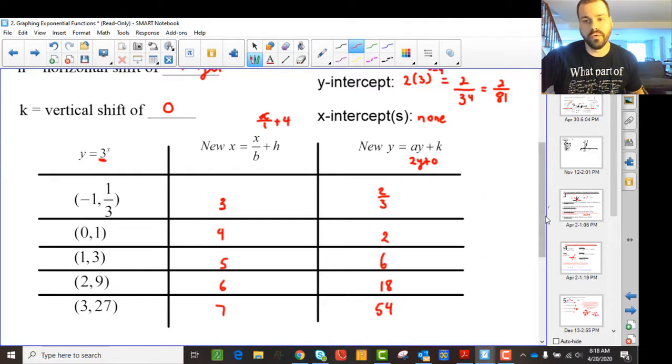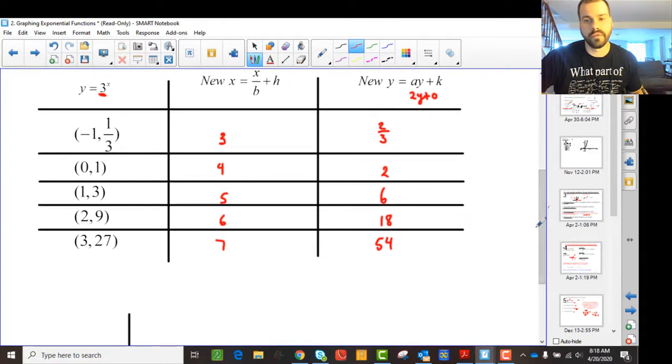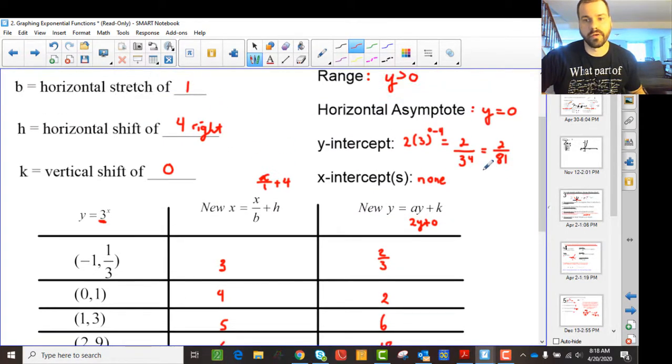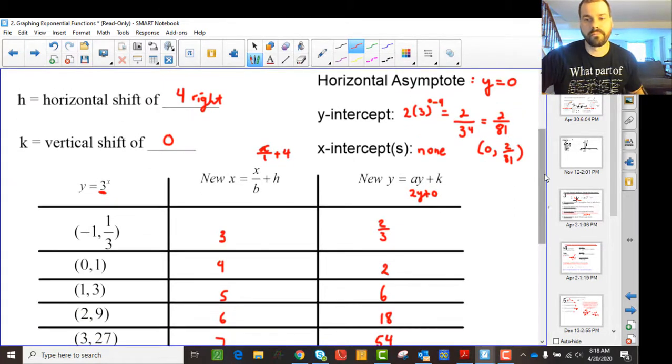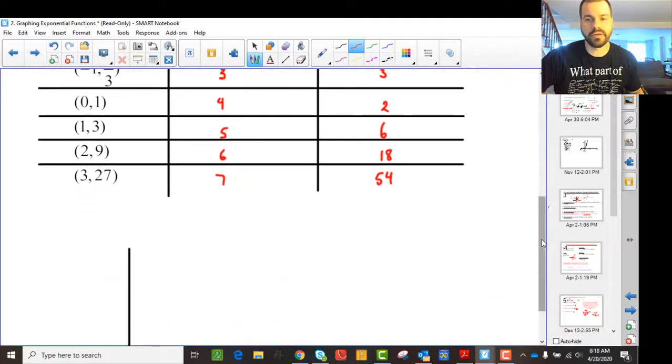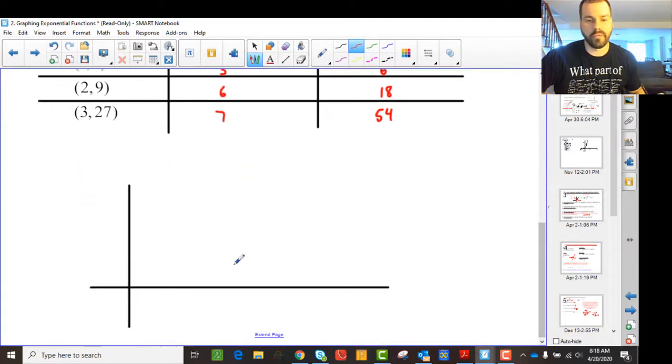The other point that I know, okay, is up here, my y-intercept. So my y-intercept is at 0 and 2 over 81, which is pretty small, okay? But I know that point as well. So I've got to draw this graph. Now, I can go up by 1 on my x-axis pretty easily. 1, 2, 3, 4, 5, 6, 7. That's as far as I have to go.